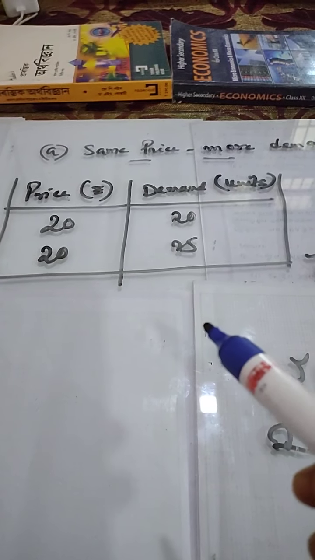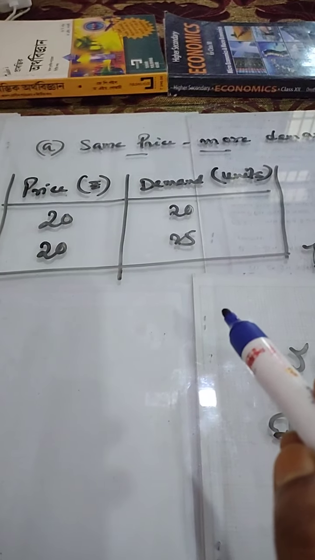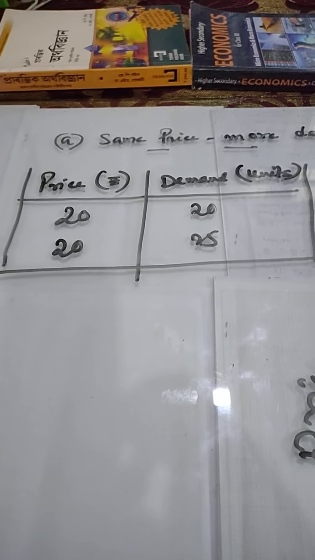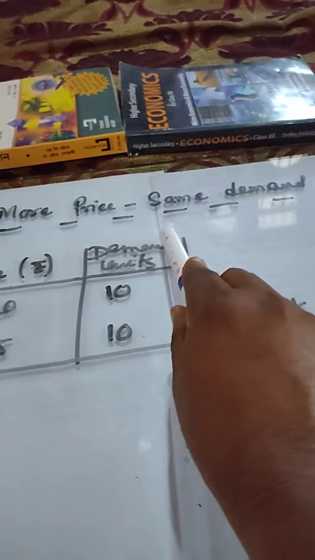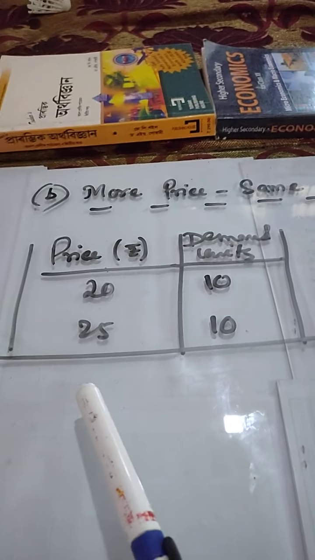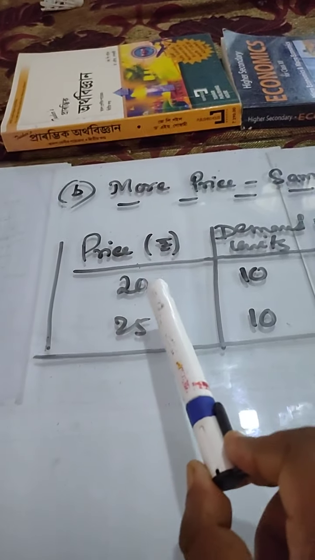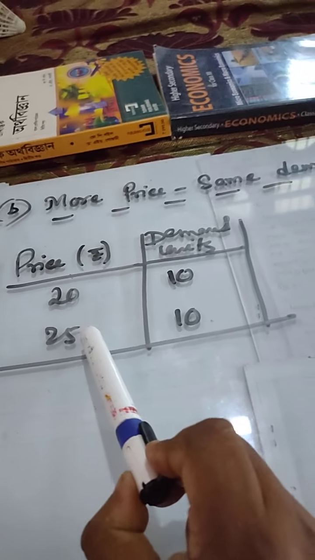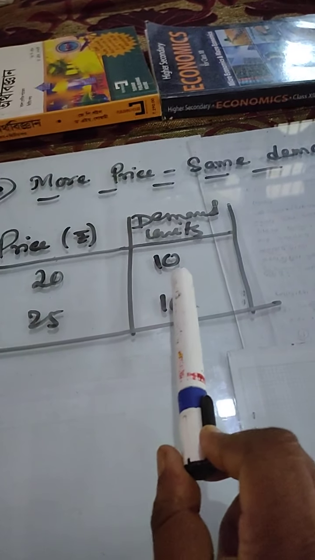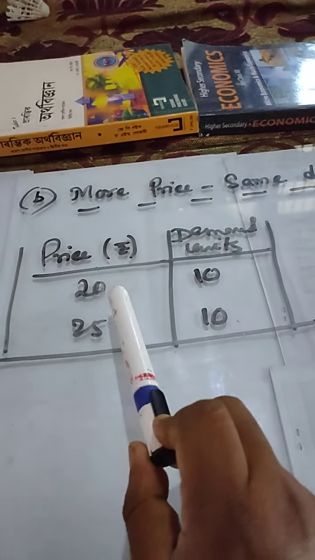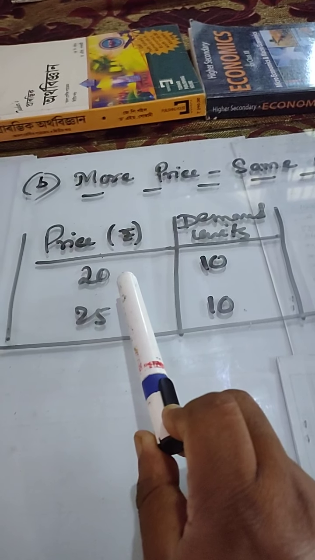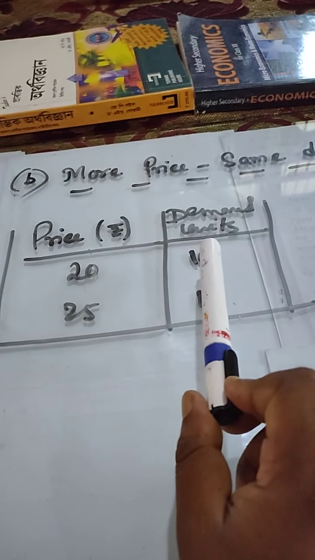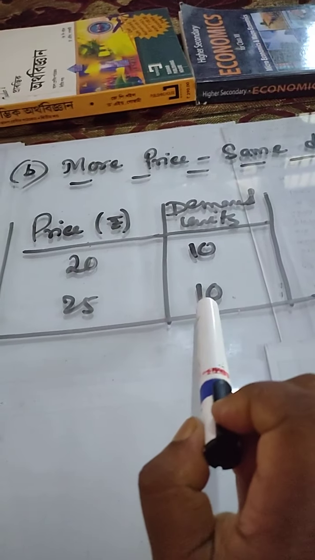Now we discuss the more price, same demand situation. Okay, now we come to the same situation, that is more price, same demand. Again you observe the table. First column price measured in rupees, 20 and 25, then demand in units, 10 and 10. This year price increases from 20 to 25, but there is the same amount of demand.